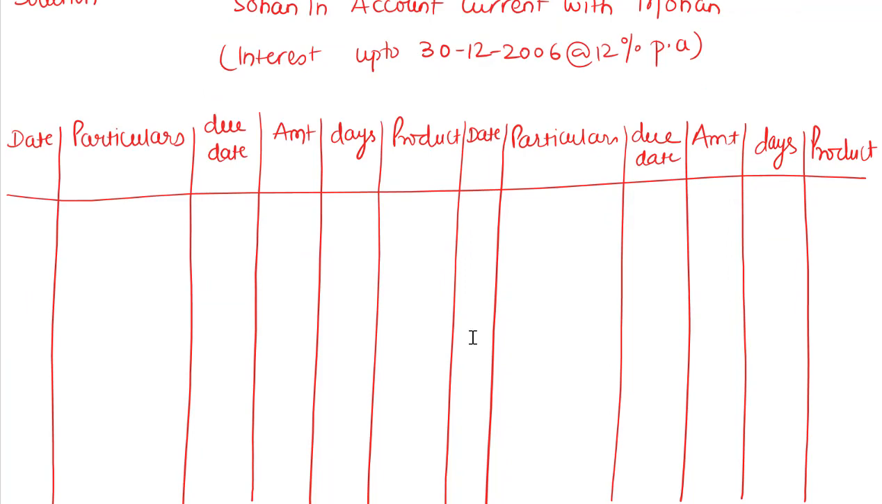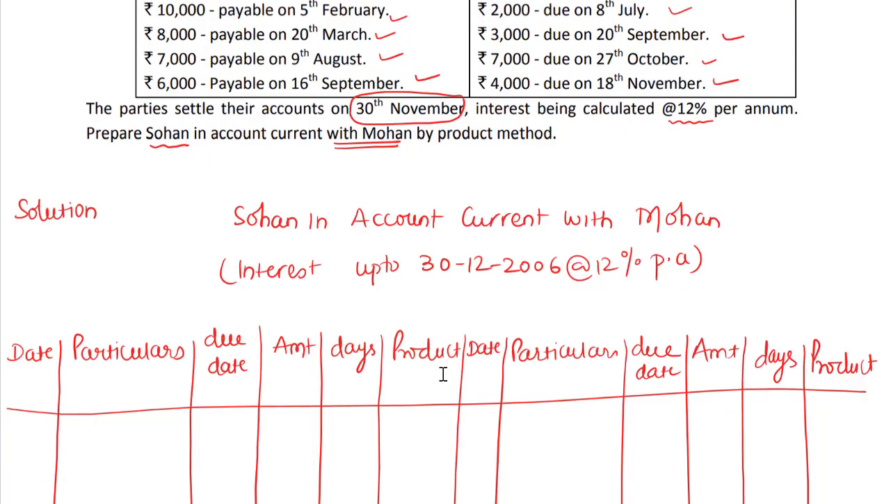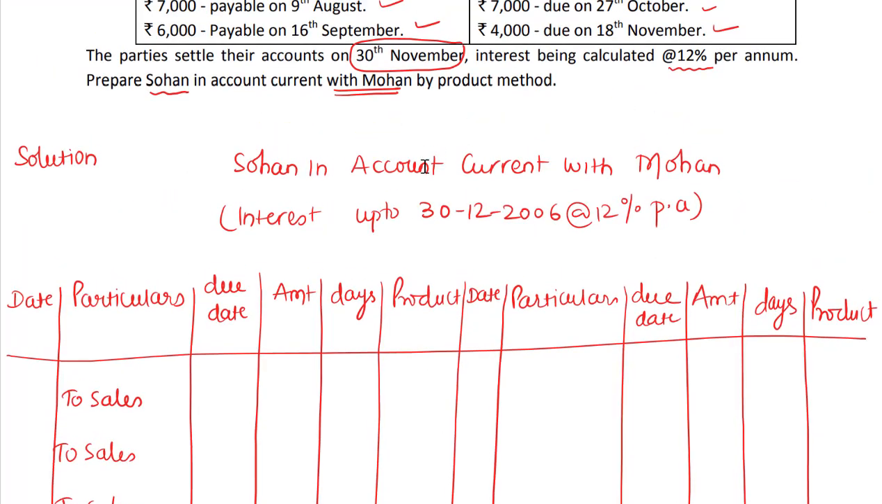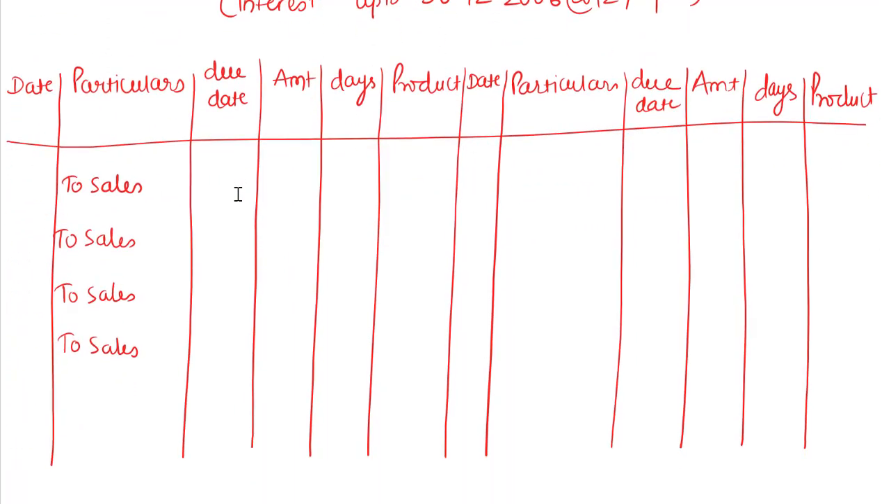Let us continue. Write. The dates are not given. The due dates are directly given on all the transactions. So date column will be empty. Right. To sales, to sales, to sales, to sales. 10,000, 8,000, 7,000 and 6,000.